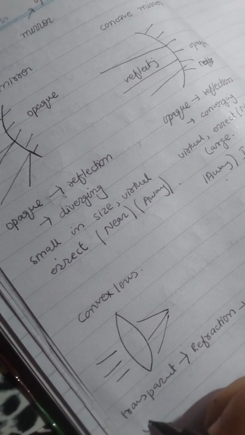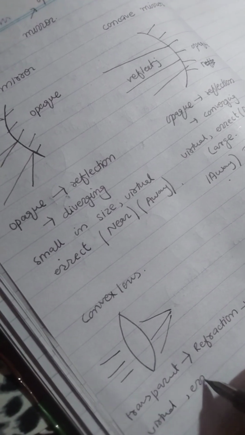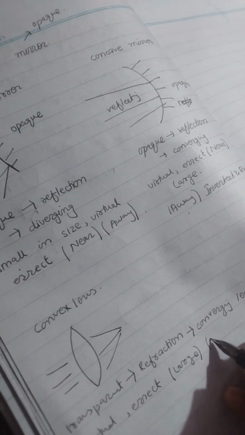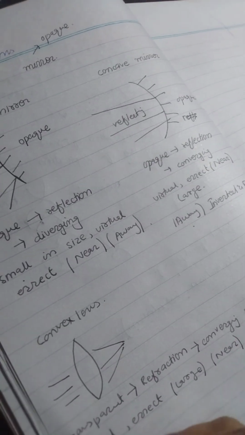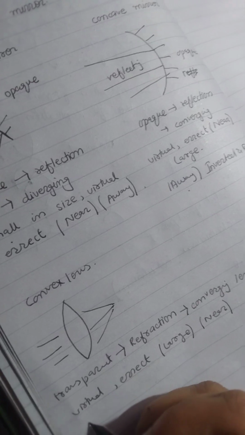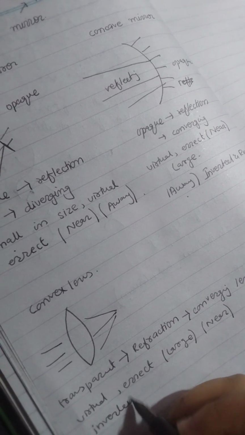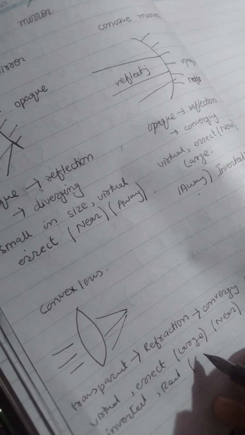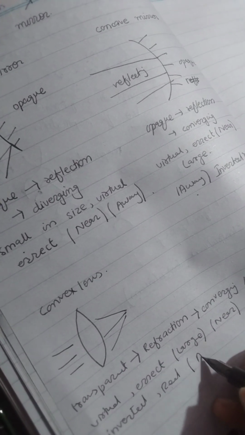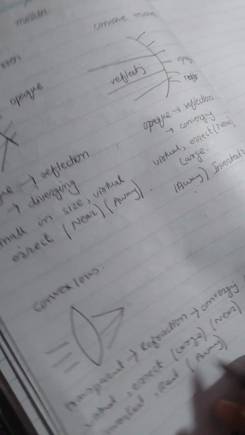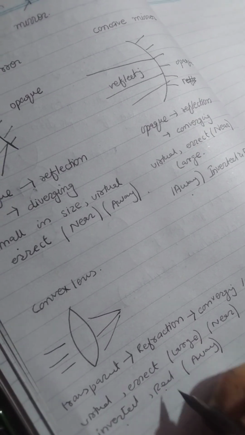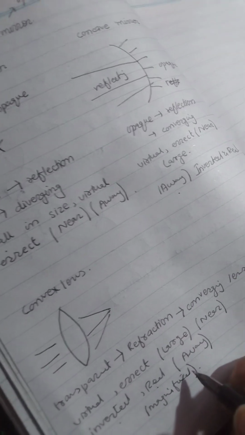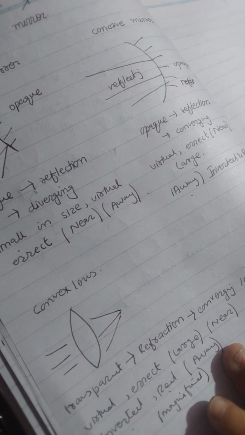The image over here is virtual, erect, and large if the object is placed near, right? But the image will be inverted and real if the object is placed away. So it will be inverted, real, and highly magnified. The image will be highly magnified.